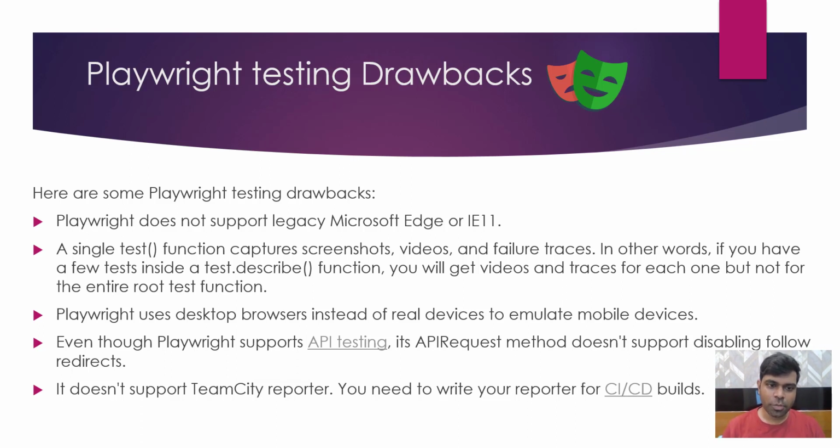Playwright uses desktop browsers instead of real devices to emulate mobile devices. Like if you want to emulate a mobile device, it won't take one. Instead, it will take the desktop browser. It will take the resolution of the mobile device which we have chosen accordingly, and then it will perform the testing on that browser itself with that specific resolution instead of taking the real emulated mobile device. That is also a drawback.